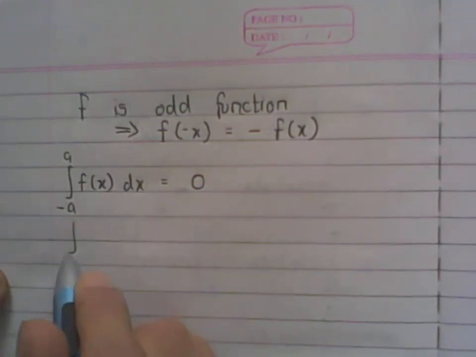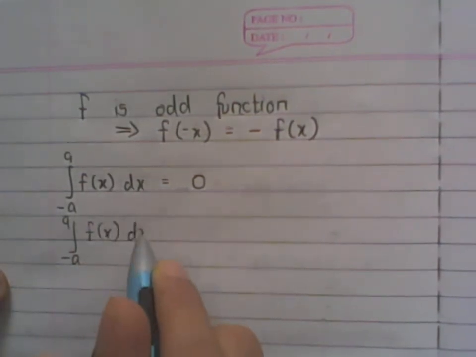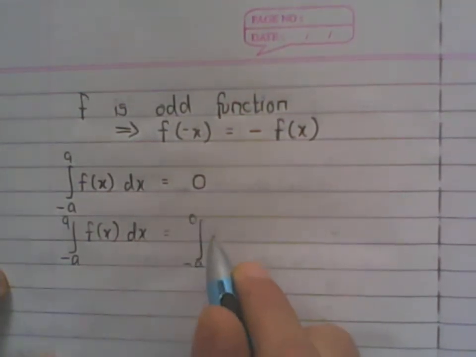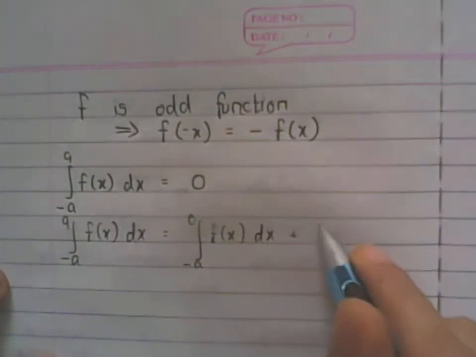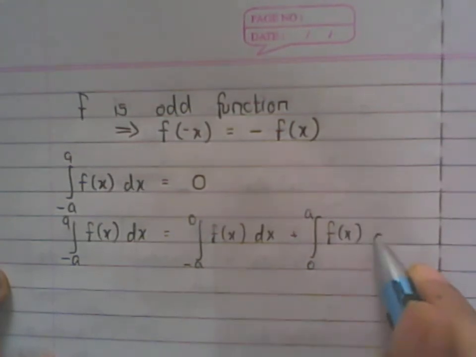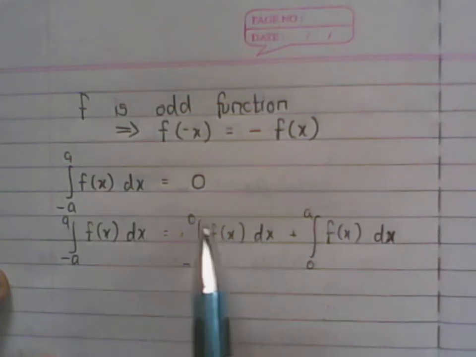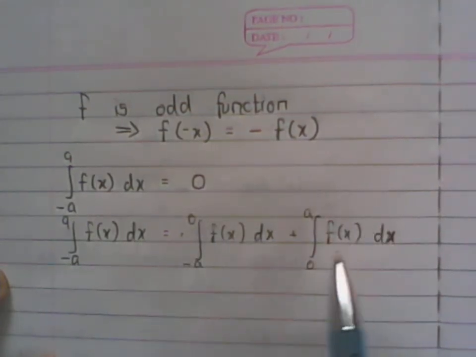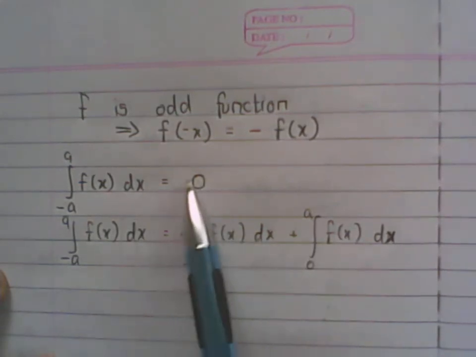So if you have this integral negative a to a of f of x dx, you can split it in two parts, negative a to 0 f of x dx plus 0 to a f of x dx. And again, let's focus on the first part. What I'll claim is that this is equal to the negative of this. So when you prove that, the sum becomes 0, and that is what the property says.